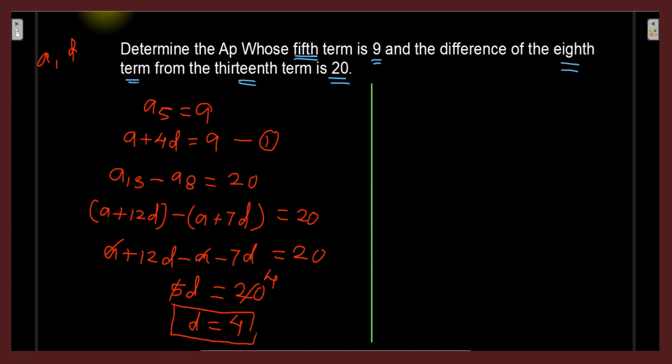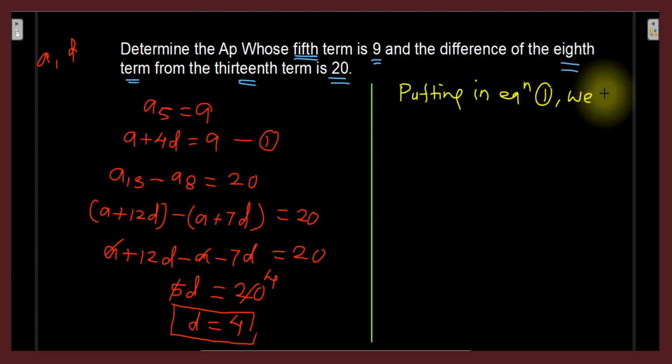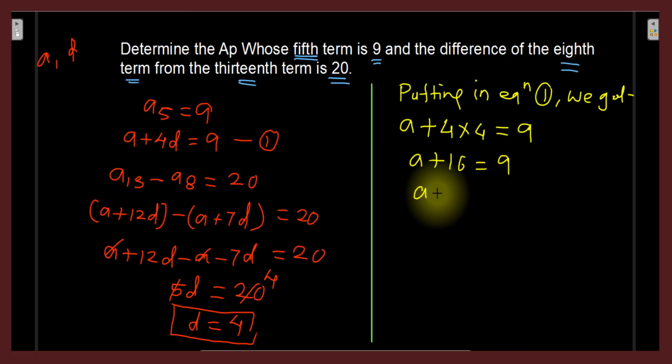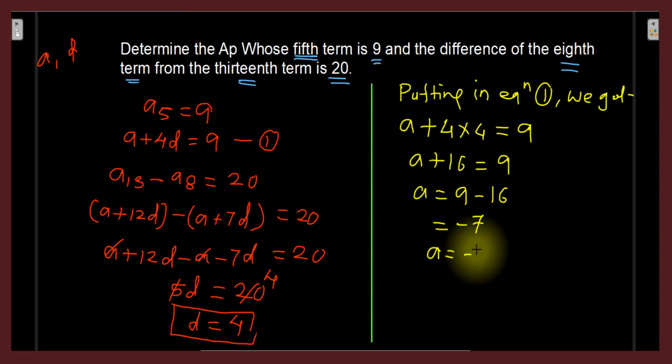Now you have got the value of D, so put it in equation number 1 to get the value of A. Putting D as 4 in equation 1, we get A plus 4D, means 4 multiplied by 4, which is equal to 9. So 4 4s are 16, so A plus 16 is equal to 9, and therefore A is equal to 9 minus 16, that is equal to minus 7. So here you have got the value of A as minus 7. Highlight this. This is the second important step you have got.